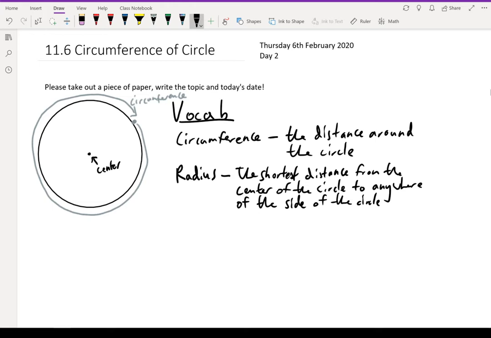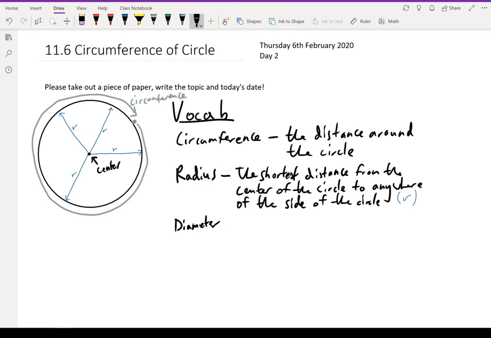So it's the shortest distance, which will mean it is a straight line from the center all the way to the side. So from here all the way to there, that is the shortest distance. From here all the way to there is also a shortest distance. From the center all the way to here is also a shortest distance. From the center all the way to the side is also a shortest distance. All of these are radius, and I would usually use a small r to talk about radius, a small r. So that's radius.